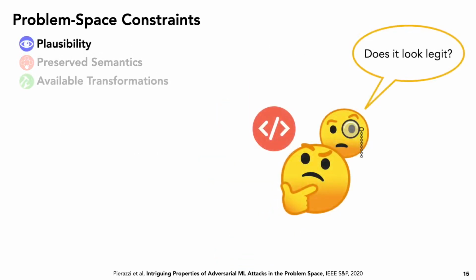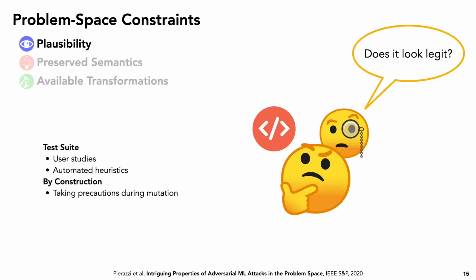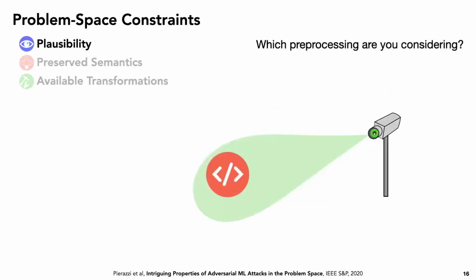Next, we have to define what would it mean to be considered plausible. This captures the qualitative properties that must be preserved when mutating the object to ensure that it's realistic upon manual inspection. For this, we also define a test suite which might include user studies, but we can also approximate this manual scrutiny with some automated heuristics. For example, checking whether the app can even be installed or run at all.